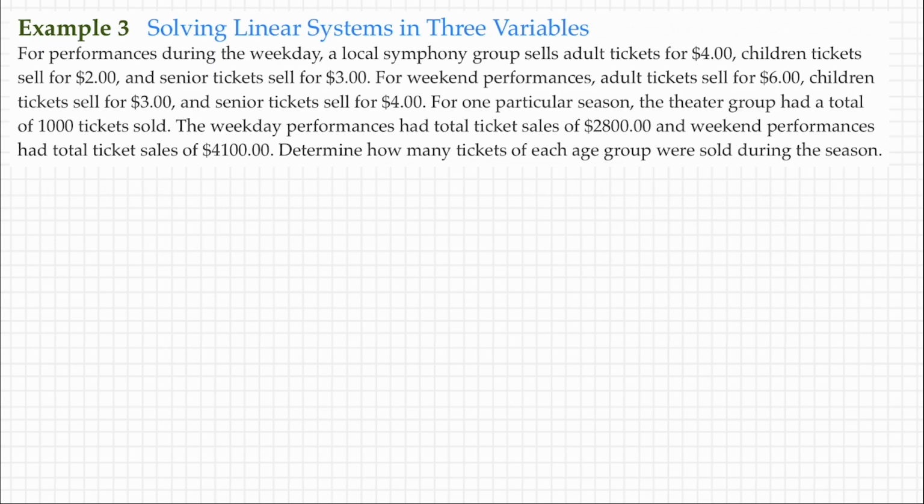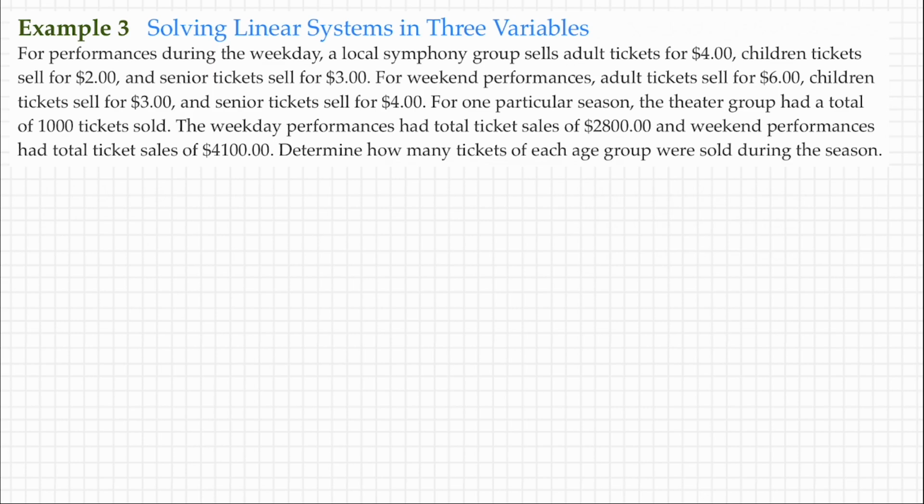So we continue solving linear systems in three variables, and here we have this word problem, and it states, for performances during the weekday, a local symphony group sells adult tickets for $4, children tickets sell for $2, and senior tickets sell for $3. For weekend performances, adult tickets sell for $6, children tickets sell for $3, and senior tickets sell for $4.